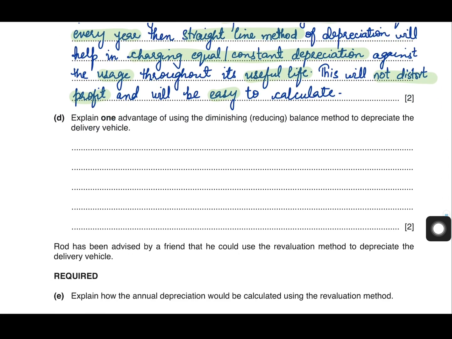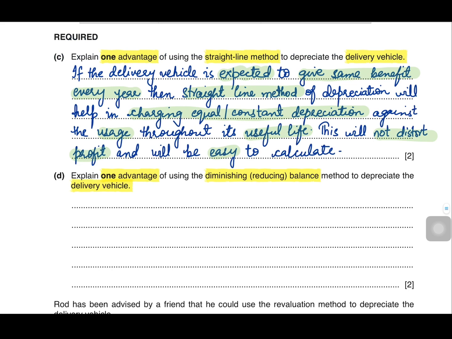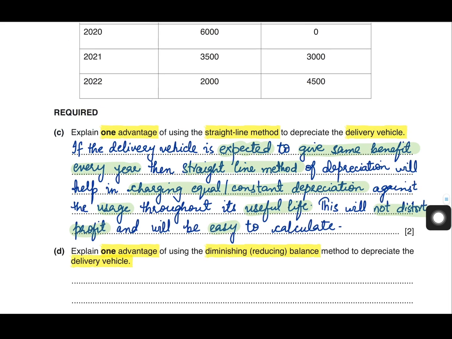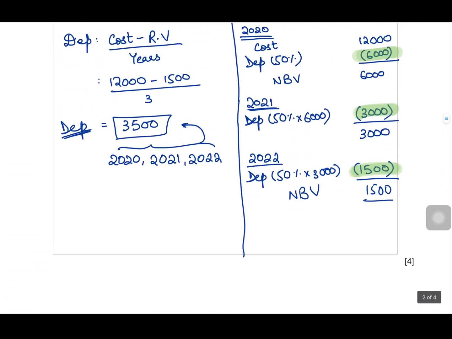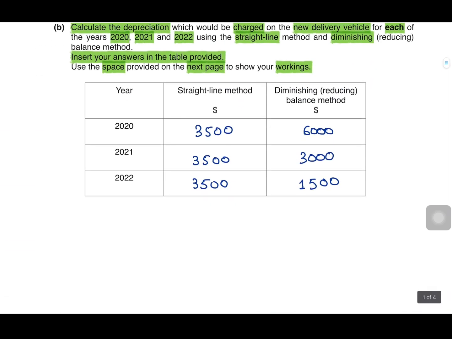Now let's move to part D. It says: explain one advantage of using the diminishing or reducing balance method to depreciate the delivery vehicle. Now if Rod is using the reducing balance method, what would be the benefit of that? We solved part B and concluded that the depreciation every year using the reducing balance method would be 6,000, 3,000 and 1,500 for each of these years, right?